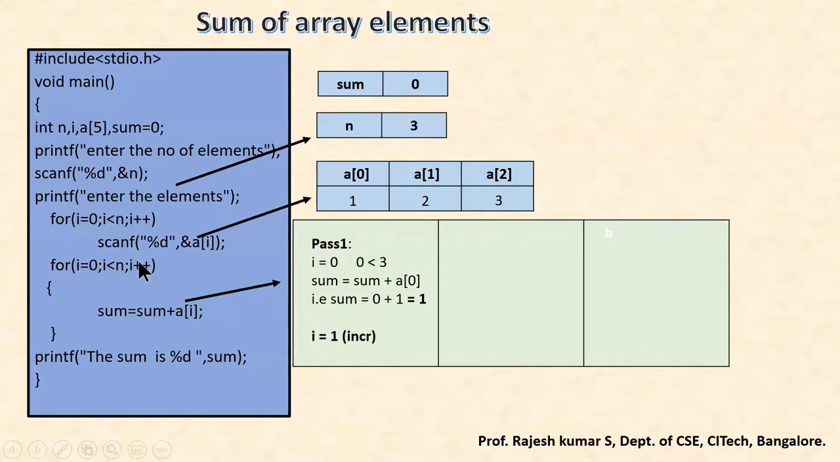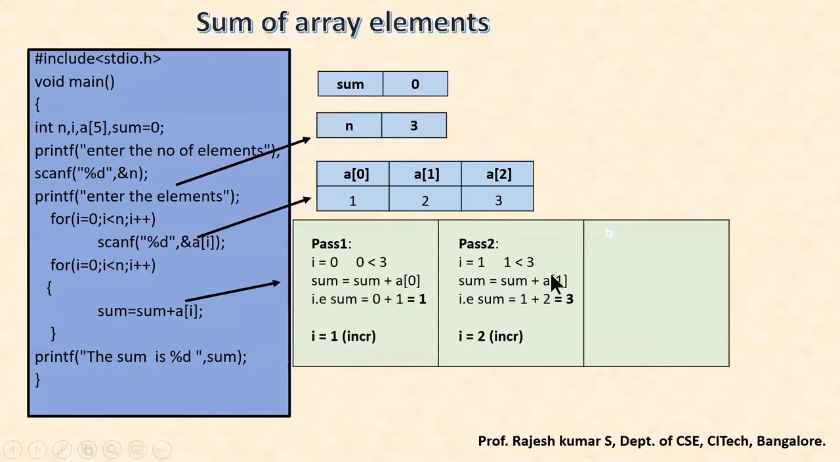When I increment this loop, the i value will become 1. When the i value becomes 1, I'll check for the condition 1 is less than 3. Is 1 less than 3? Yes, the condition is true. It will enter into the for loop. After entering into the for loop, sum is equal to sum plus e of i. What is the previous value of sum? The sum value is 1, the updated value. So in place of the sum, we'll place 1 plus e of i.